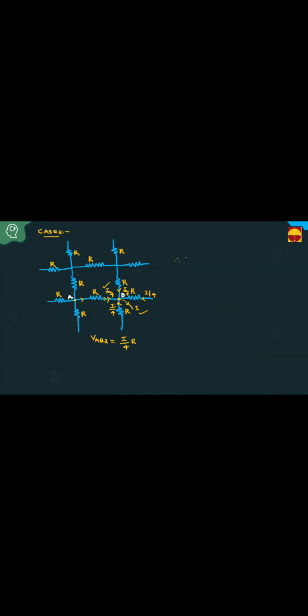Then the resultant VAB equals VAB1 plus VAB2. What is VAB1 you calculated? That is I by 4 into R. What is VAB2 calculated? That is also I by 4 into R. Then take I common. Then VAB equals I into (R by 4 plus R by 4).